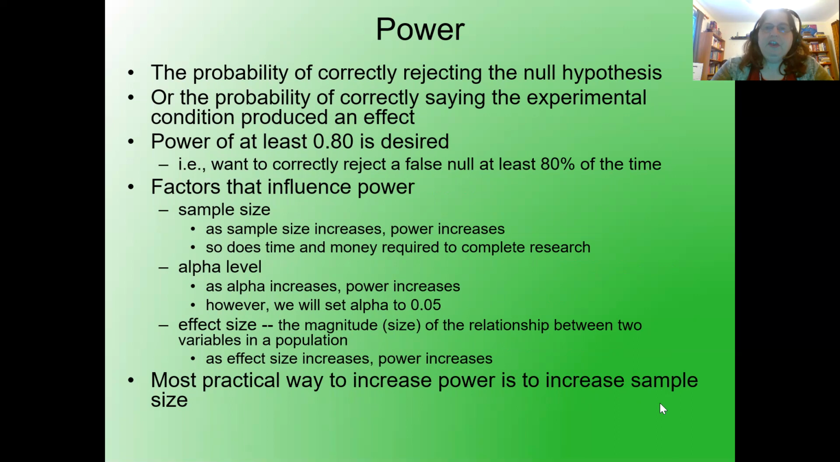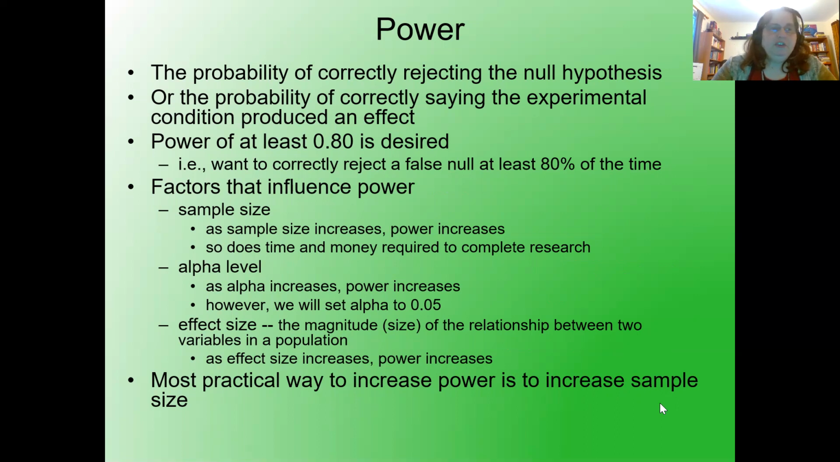Remember, alpha is the same as your type 1 error. We do not like type 1 error in psychology or in the behavioral sciences. So we try to keep our alpha really low, 0.05 or lower. So even though we could increase alpha to increase our power, we generally don't do this.